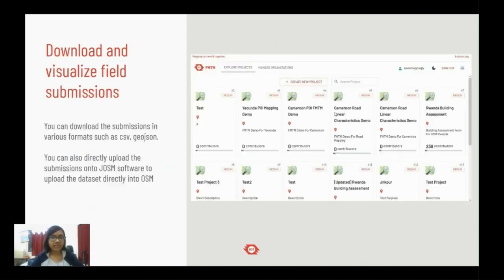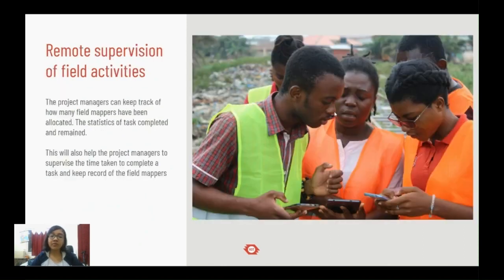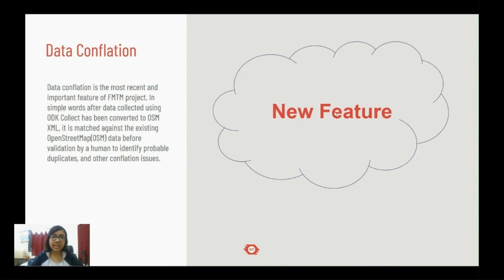Finally, after you have done this, there's a feature to download and visualize field submissions, followed by remote supervision of field activities. The newest and latest feature of FMTM is data conflation, which means after the data has been converted to OSM XML, it is matched against the existing OSM data before validation by a human.